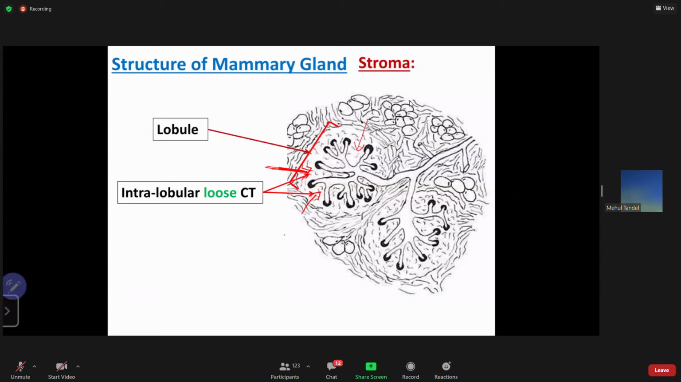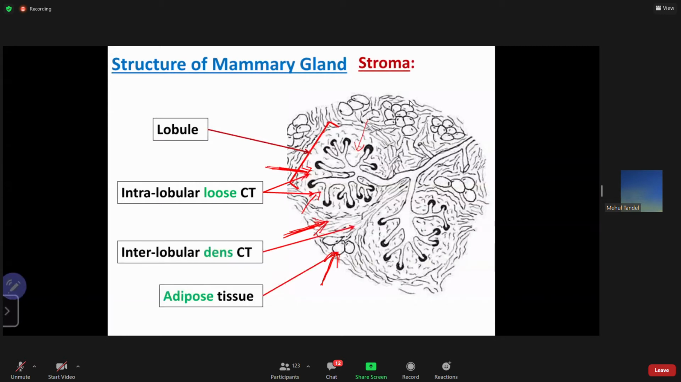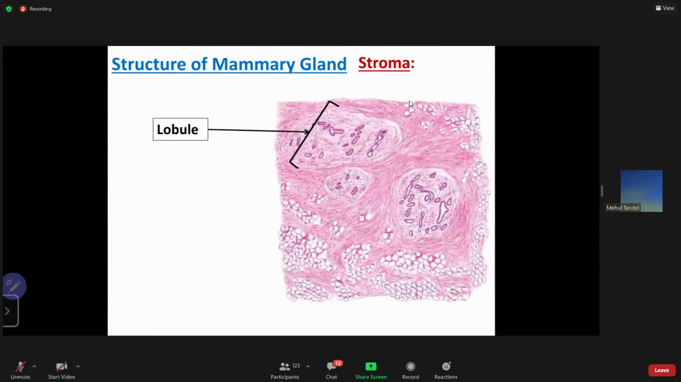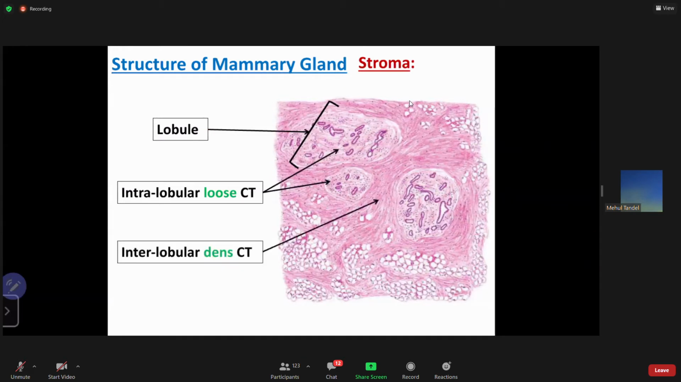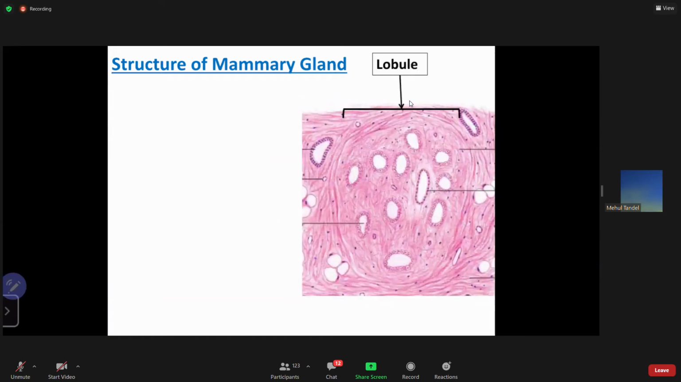And see the interlobular connective tissue, in between the lobules. It has both: one is dense connective tissue and the second is adipose tissue. So dense and adipose tissue. So that is the stroma of the mammary gland. The same thing: inside the lobule there is loose connective tissue, outside there is dense and adipose tissue.